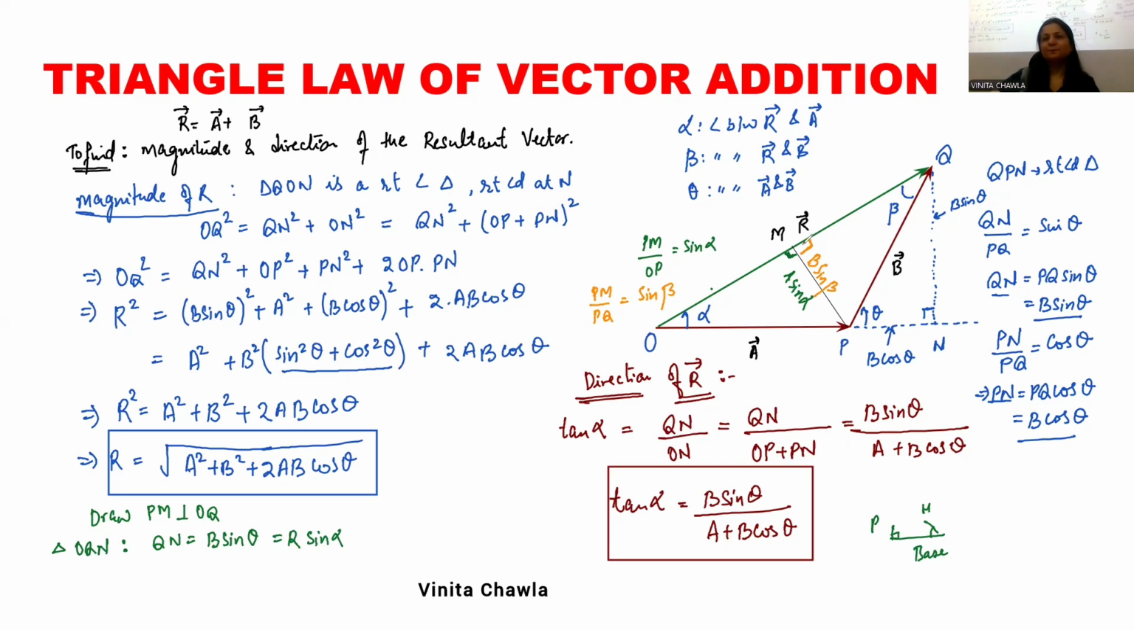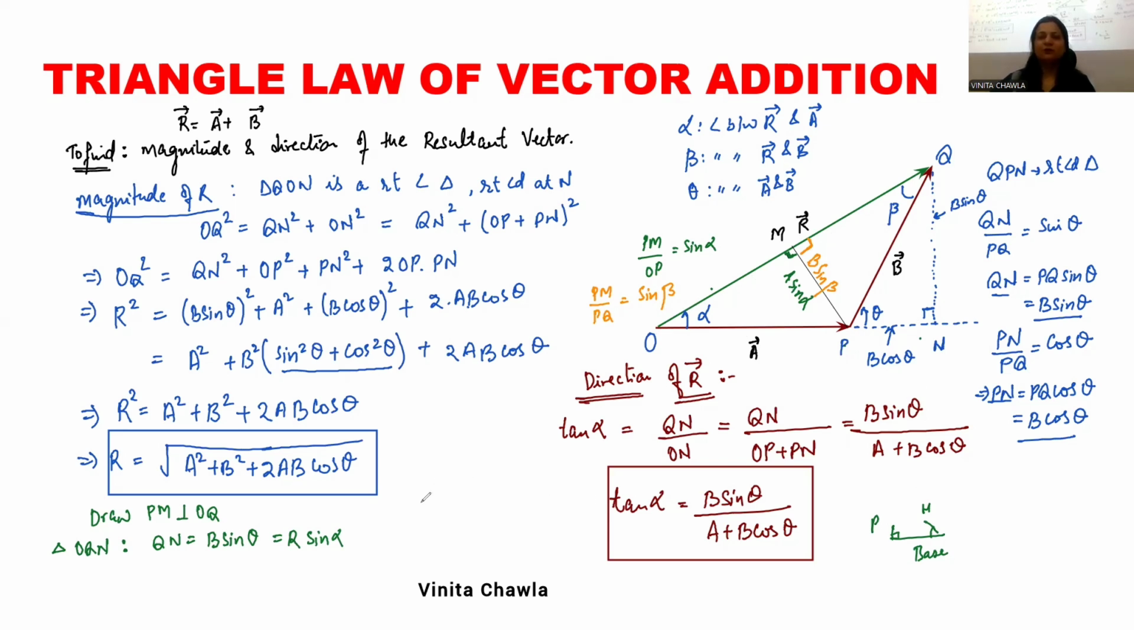ये कैसे आया? B sine theta, if we consider the smaller one, then it is B sine theta. If we consider QPN, then it is B sine theta. For QPN, the side is B sine theta. But if we consider the bigger triangle, QON, look at this triangle.